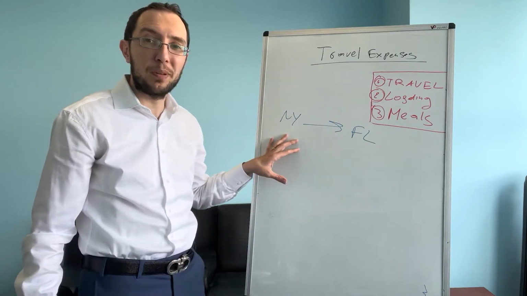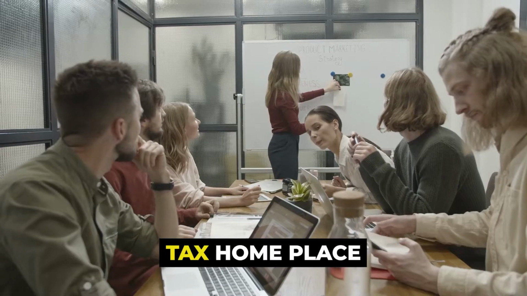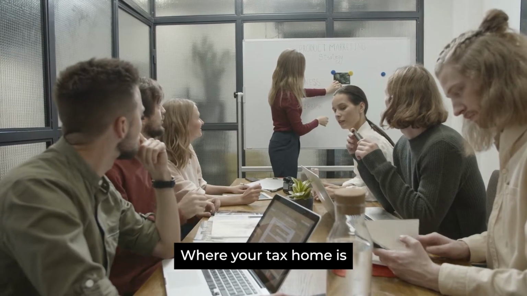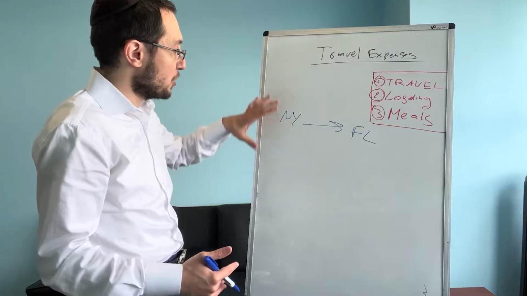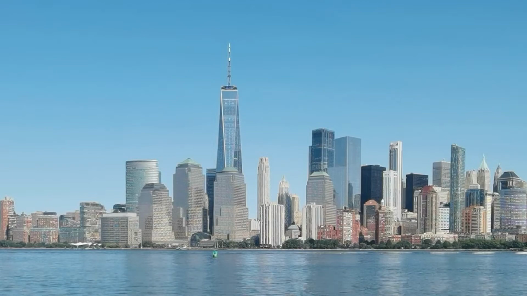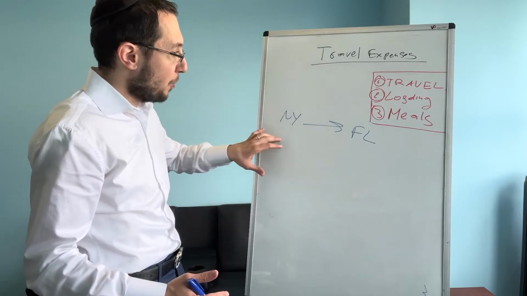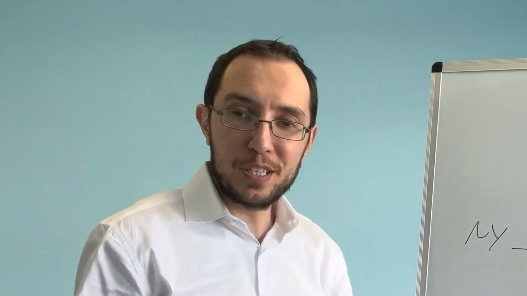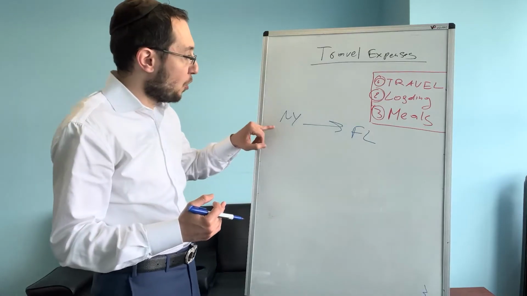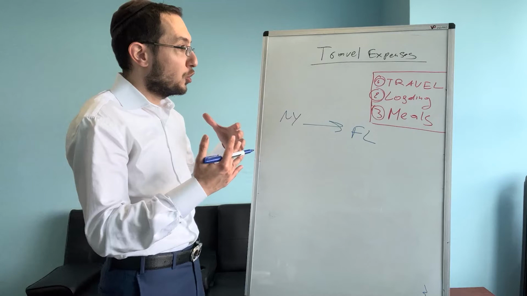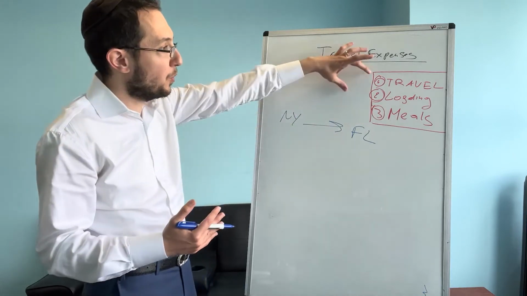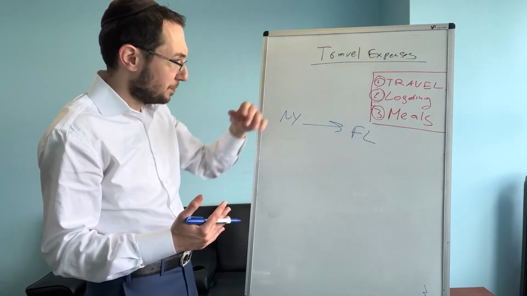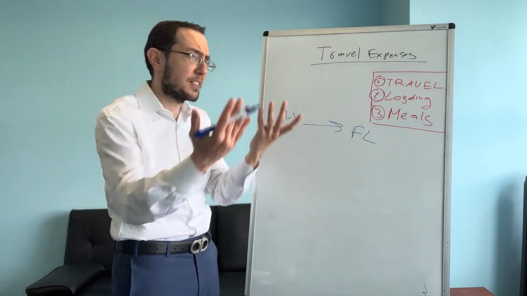New York is a home place, a tax home place. A tax home place is really defined as where your tax home is, which is where the business is. We're assuming you live and you work in the state of New York, okay? Now, you need to travel to Florida for a business purpose. Now, in order for you to deduct your travel, we need to make sure you have, well, not only travel, everything else that comes with it, right?